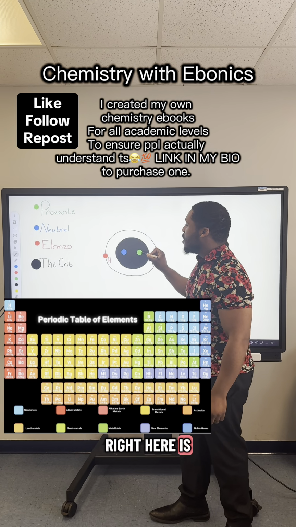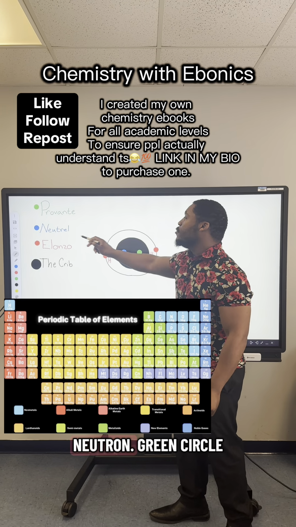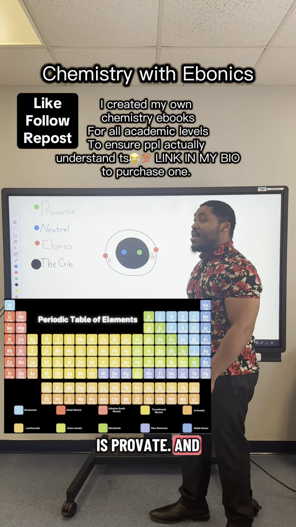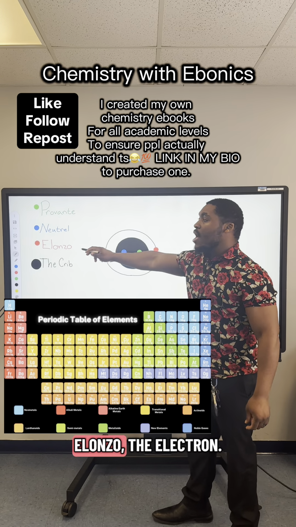This black circle right here is called the nucleus. This is the crib, all right? The blue circle is your neutron, but we call him Neutral. The green circle is your proton, but his name is Provante. And those two always stay in the crib. They never leave. All right, cool. Now you got Elonzo the electron.